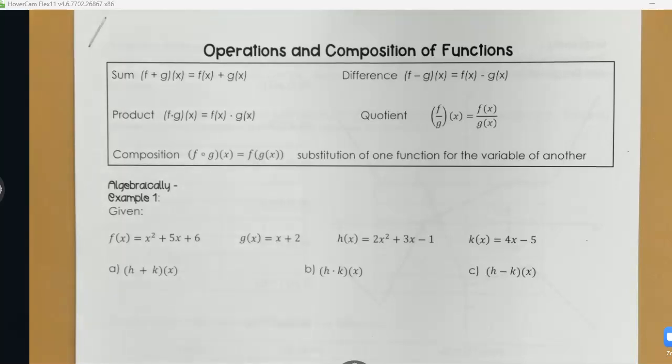It's another exciting day here in Algebra 2 land. Today we are looking at operations and compositions with functions. So we can take two functions, and any normal operations that you could do with a set of numbers, you can also do with two functions.